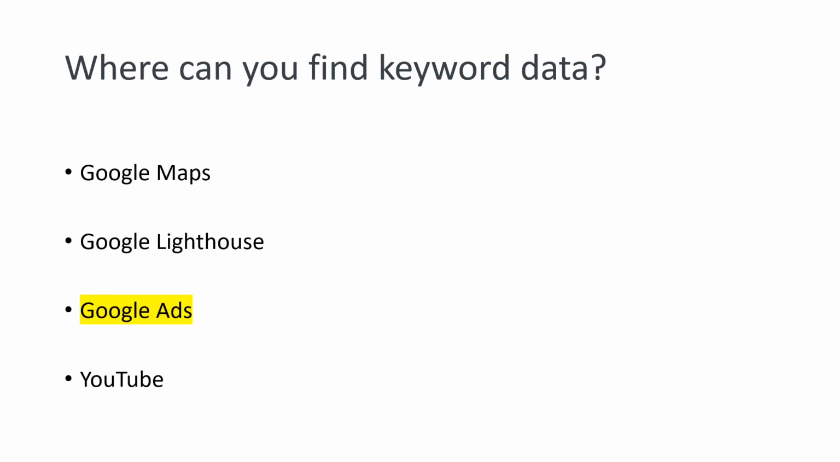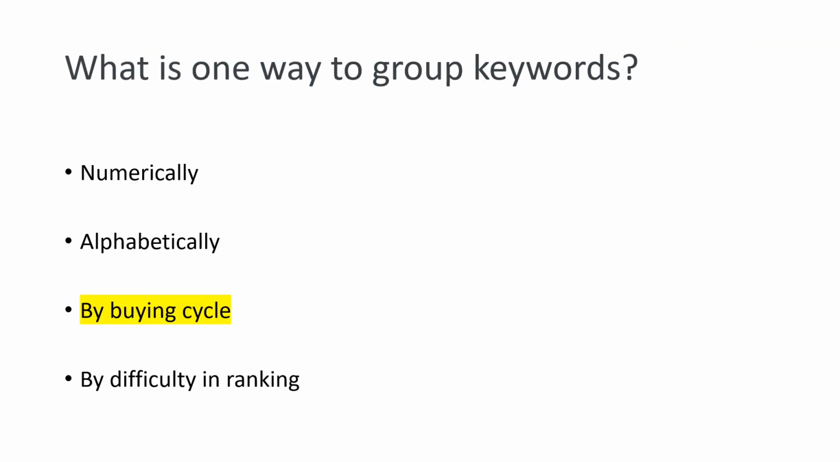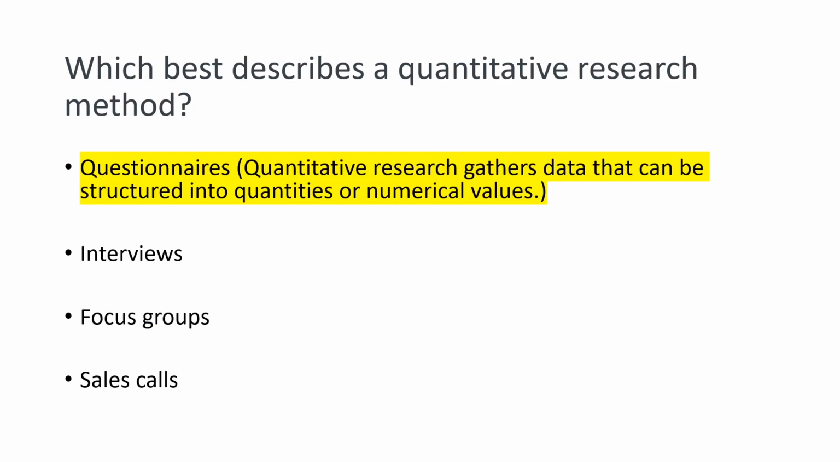304. Where can you find keyword data? Google Ads. 305. What is the primary purpose of researching keywords? To find the intent of the searcher. 306. What is one way to group keywords? By buying cycle. 307. Which best describes a quantitative research method? Questionnaires. Quantitative research gathers data that can be structured into quantities or numerical values.